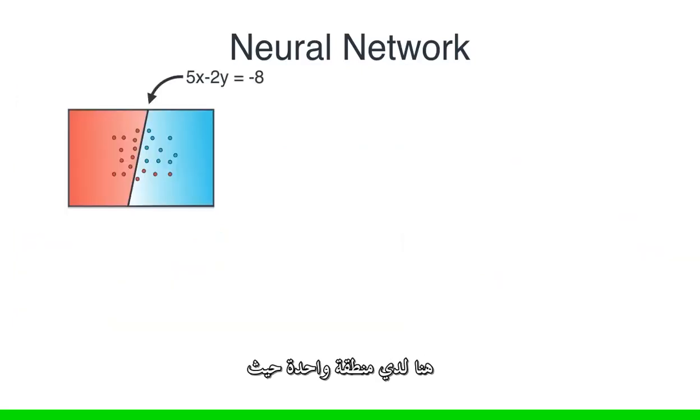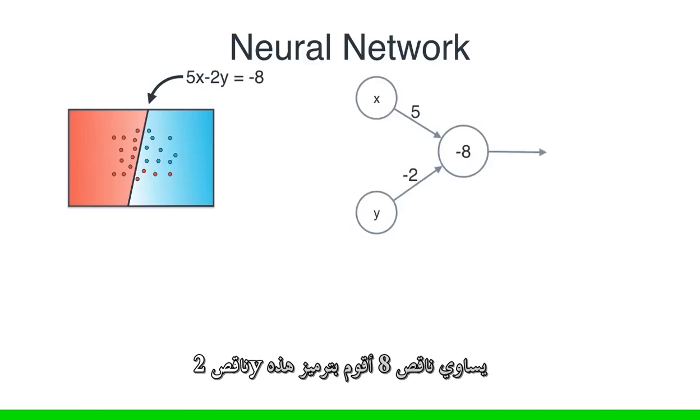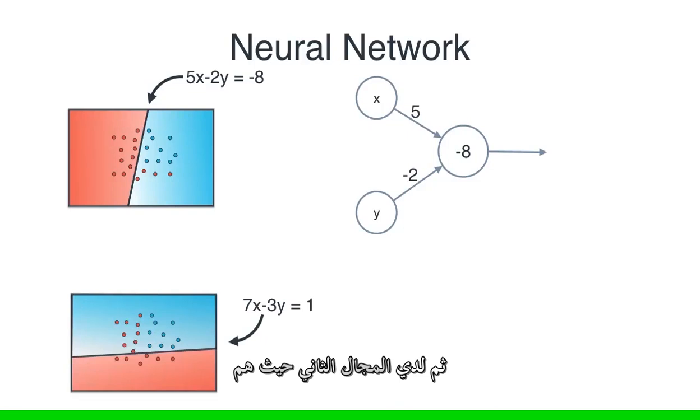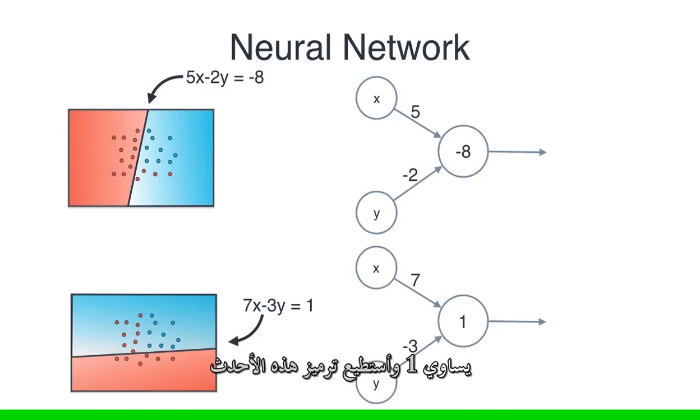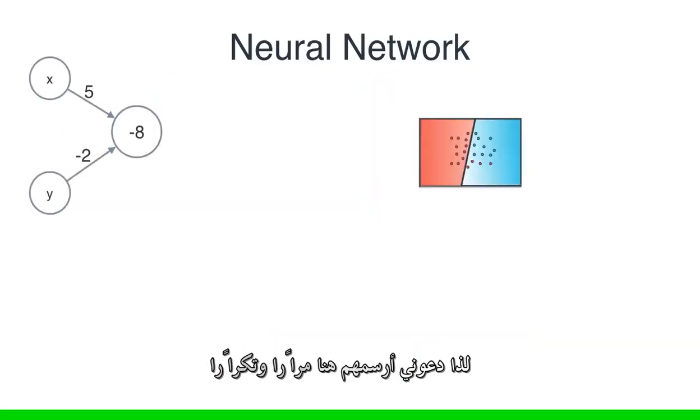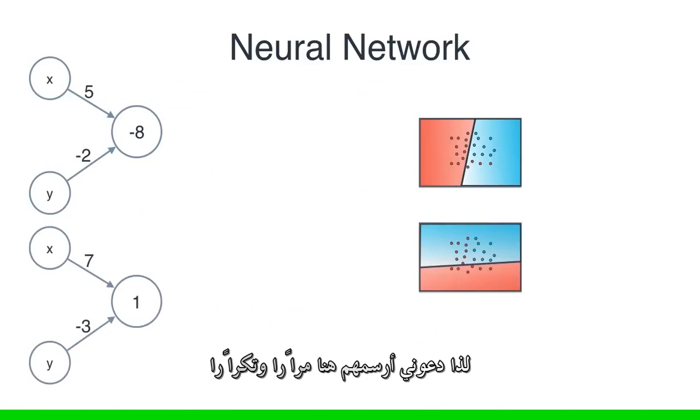Here I have my one area, where the equation of the line is, for example, 5x minus 2y equals minus 8. I encode this as this neuron in this way I showed you before. Then I have my second area, where the equation of the line is 7x minus 3y equals 1, and I encode that as this neuron. So let me draw them here again.